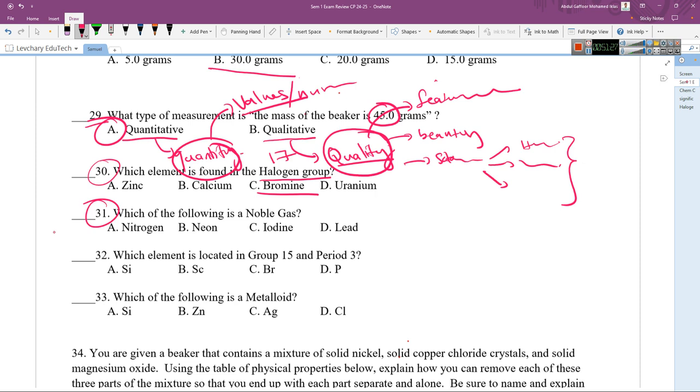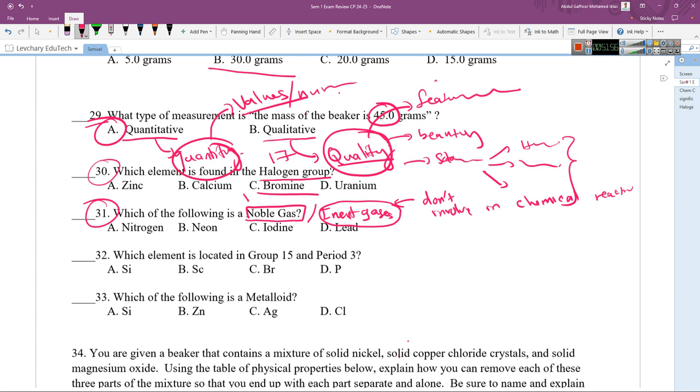Nitrogen. Right. So which of the following is a noble gas? Noble gases are called inert gases. Inert gases mean these gases do not involve in chemical reactions. Right.